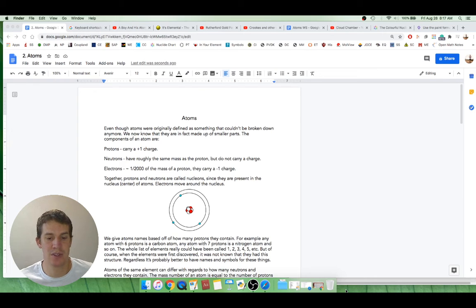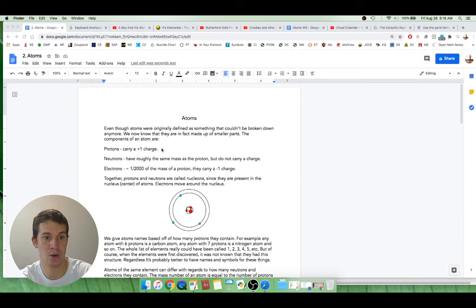Hey guys, so today we're going to jump ahead to talk about how we understand atoms today. Up to this point we've been saying atoms, even the name comes from something that's not able to be broken down further. So today we know that that's not true. Atoms are in fact made up of other parts. These are the three components that make up atoms: protons, neutrons, and electrons.